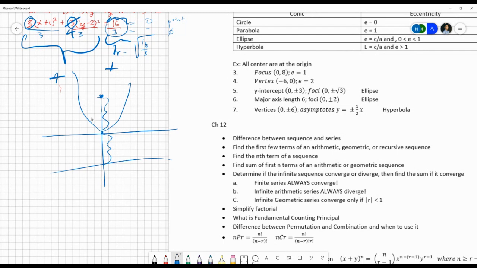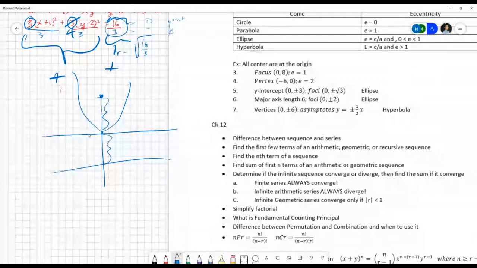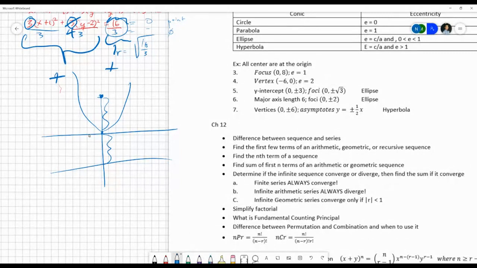What happens in this case if, instead of saying the focus is (0, 8), you said the directrix was at (0, -8)? It would come up to the same graph, right? Yeah, exactly, because they're opposite each other.